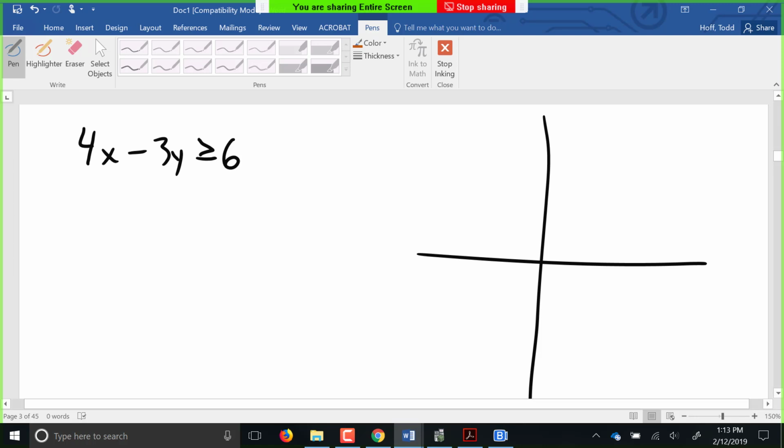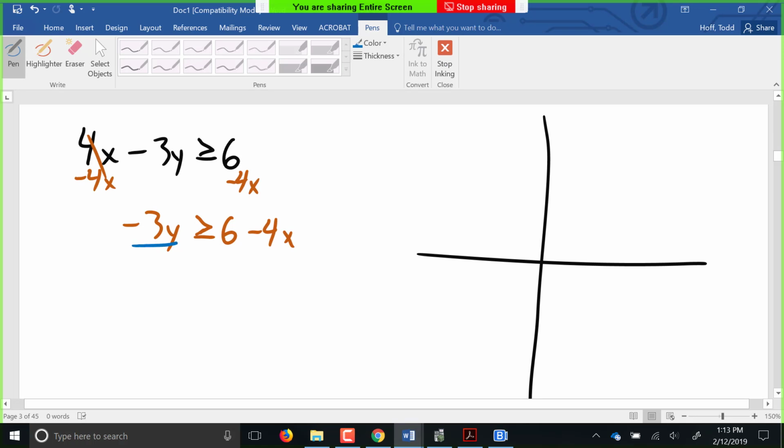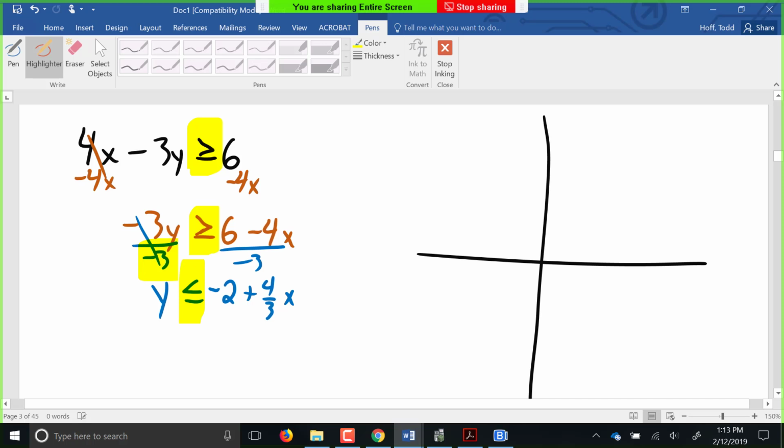So to get y by itself, what's the first thing we do? We'll subtract the 4x. Good. So we got negative 3y is greater than or equal to 6 minus 4x. Now what would we need to do? Divide by negative 3. So the negative 3 cancels out. y is less than or equal to 2 plus 4 over 3x. Good. And that's the key step right there. By leaving the inequality in there, we catch that we're dividing by a negative, so we had to flip it. If we use the textbook trick of just putting in an equal sign, we don't catch that. And that's why they say that you have to go back and do that test point.